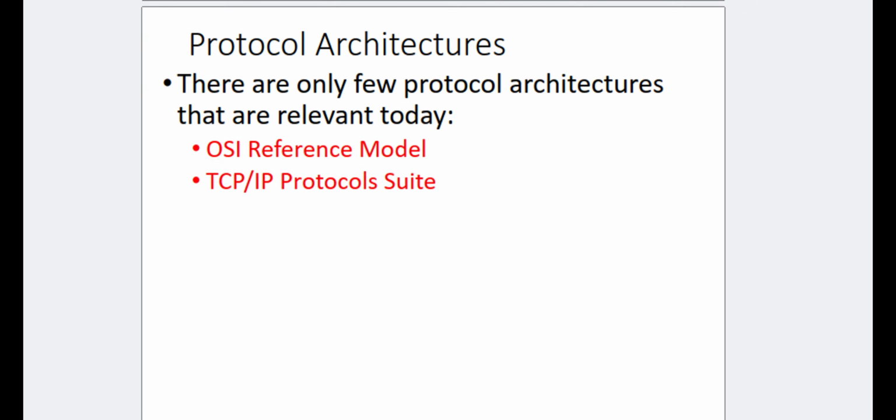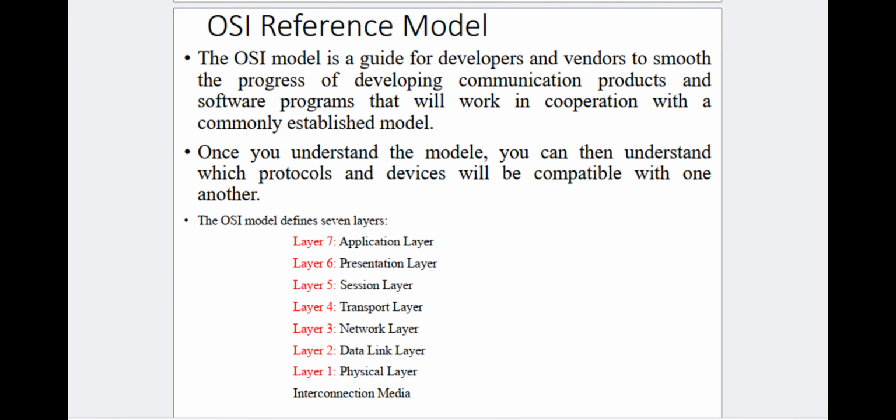Protocol architectures. There are only a few protocol architectures that are relevant today: the OSI reference model and the TCP/IP protocol suite. OSI reference model. The OSI model is a guide for developers and vendors to smooth the progress of developing communication products and software programs that will work in cooperation. Once you understand the model, you can then understand which protocols and devices will be compatible with one another.